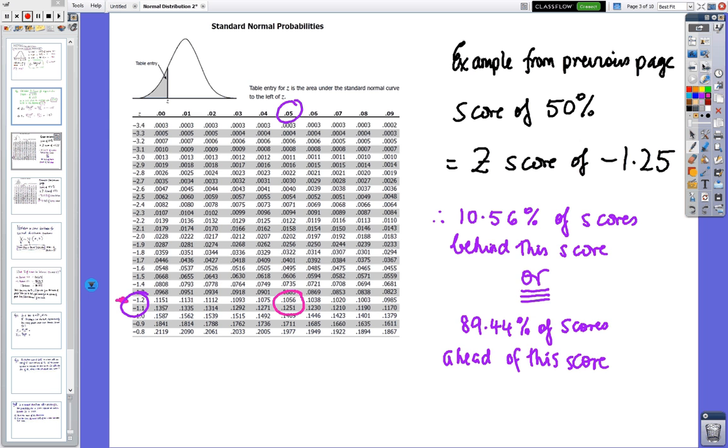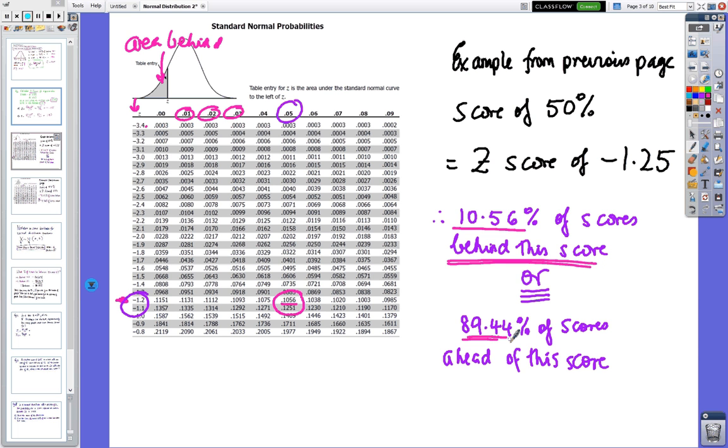Okay, coming across. So on the tables that you've been given, you've got numbers. Down this column here is to 1 decimal place, and then the second decimal place is across the top. So it's areas behind the Z-score, okay? For instance, the previous one was minus 1.25, so I've got 1056, so that means that 10.56% are behind that score, or 100 minus 10.56 is 89 ahead.